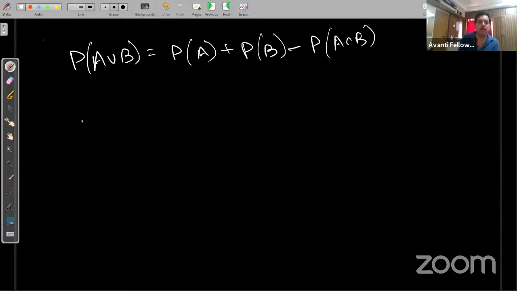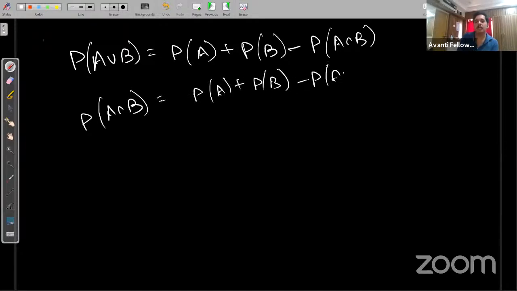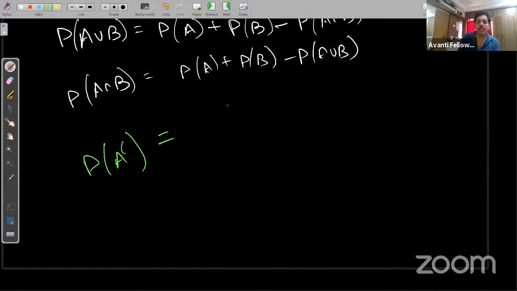Okay, very good. So if someone is asking P of A intersection B, what is your answer? It is P of A plus P of B minus P of A union B. Okay, very good. So the very important thing is, what is P of A complement? Just before I've discussed, right? I have drawn a diagram. I told you that I will discuss it in probability. So here it is. What is P of A complement, guys? It is the total probability minus P of A. Can I say like that?